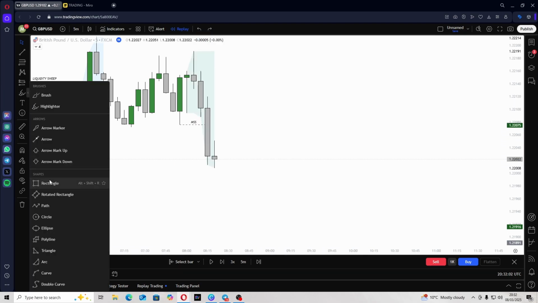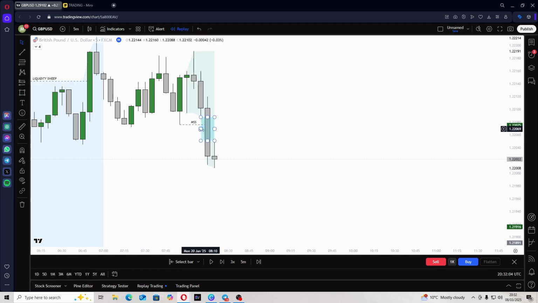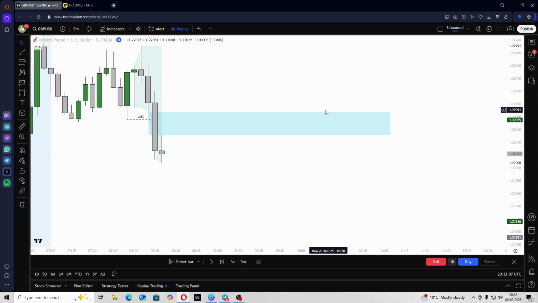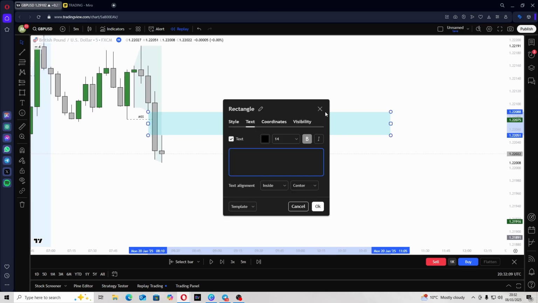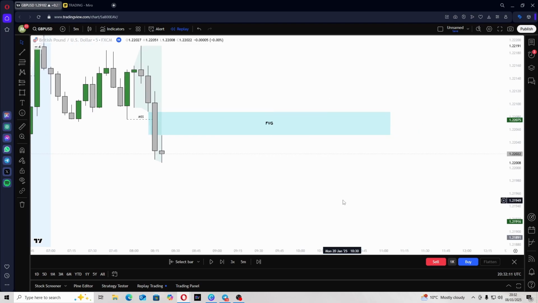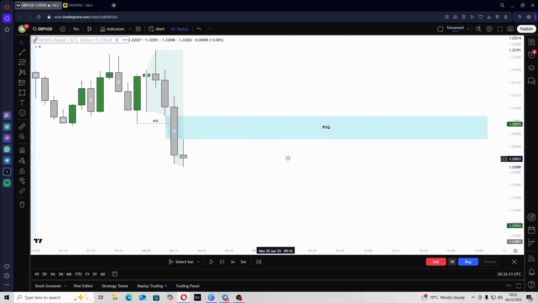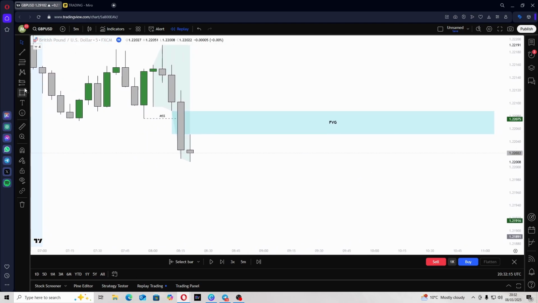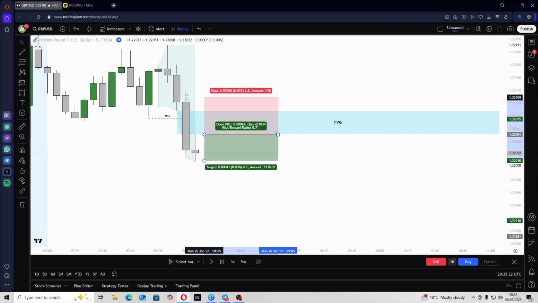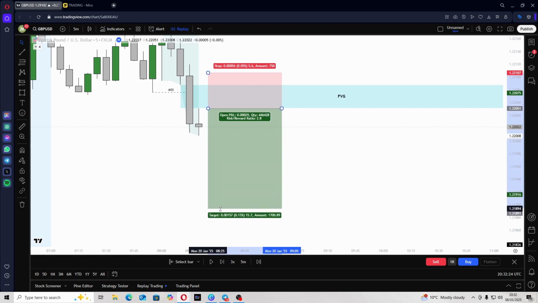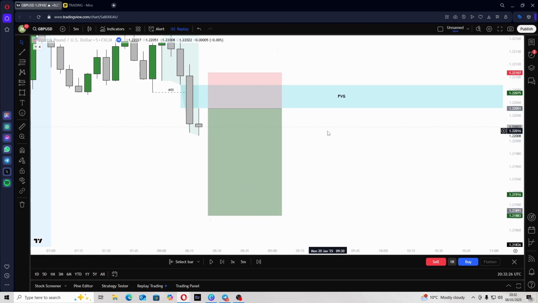So what I'm going to be doing now is marking out my fair value gap, which will be from here to here. And this will be our fair value gap, so this will be our FVG. What we're going to be doing from here on out is so simple. All I'm going to be doing is placing my sell limit right on this line, and placing my stop loss just above this candle right there. Placing my take profit at a 1 to 3 risk reward ratio, okay? This is all I'm going to be doing.